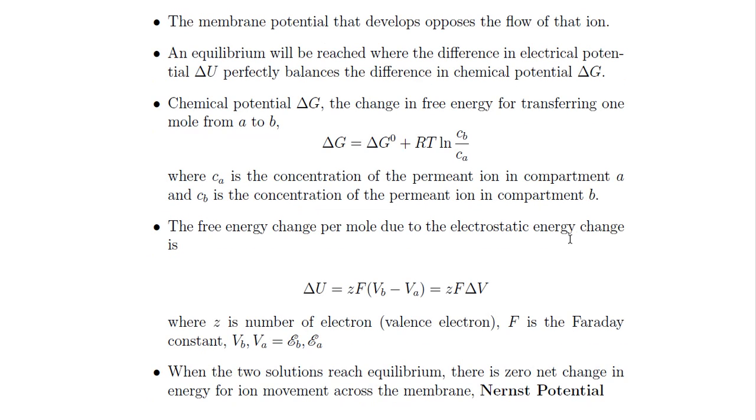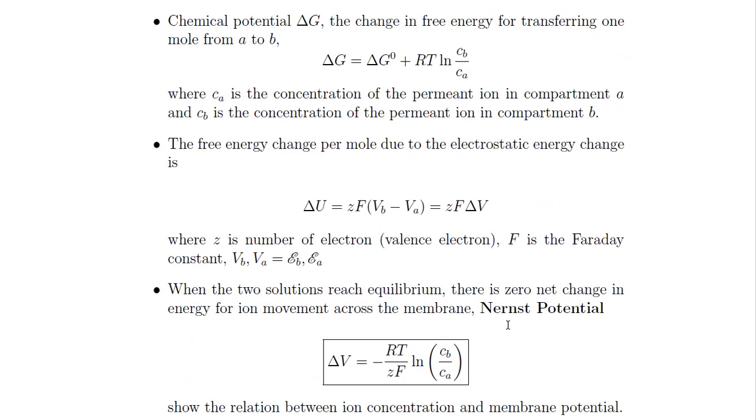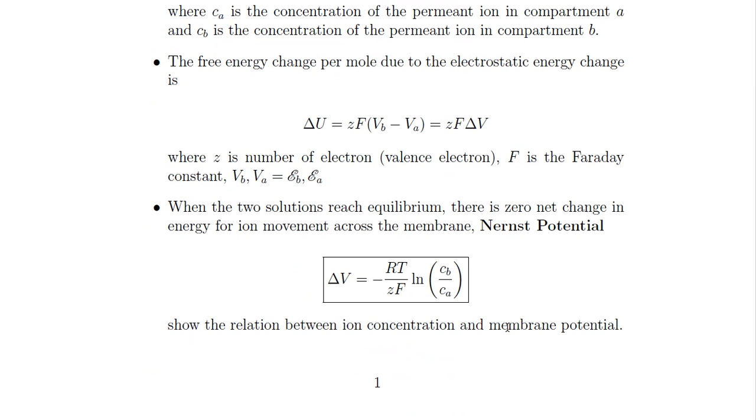When the two solutions reach equilibrium, there is zero net change in the energy for ion movement across the membrane. So we have the Nernst potential. The amount going in is equal to the amount going out, or the amount going to compartment A is equal to the amount going to compartment B. So we have delta V equals minus RT over ZF ln CB over CA.